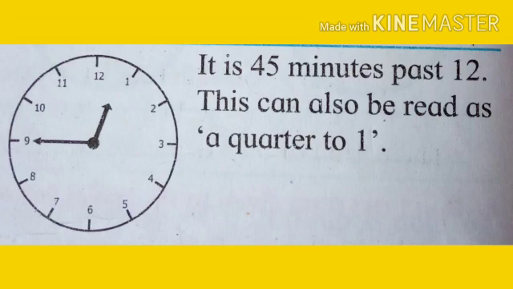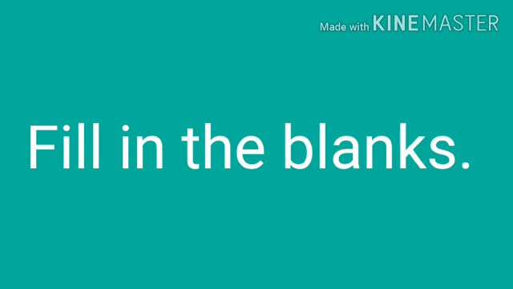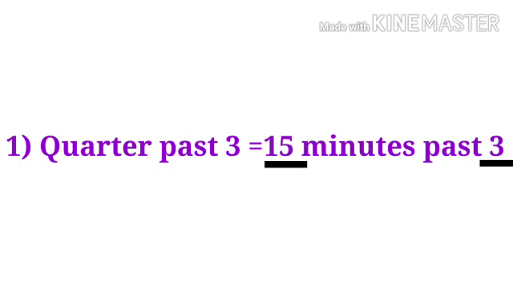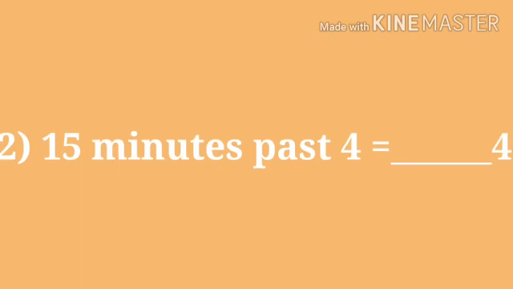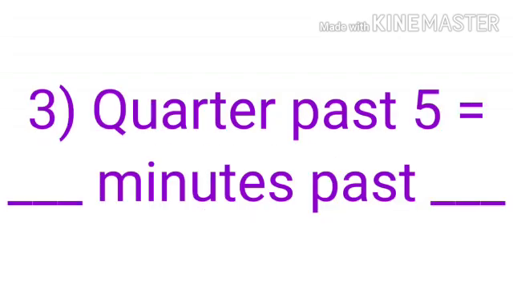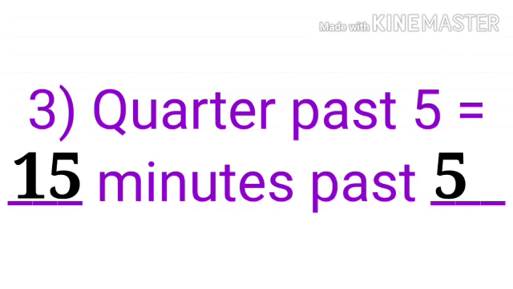Okay. Now next, look at the fill in the blanks. Quarter past 3 is equal to 15 minutes past 3. So 15 minutes past 3. Next is what? 15 minutes past 4. So how are you going to do that? Yes, quarter past 4. Next, quarter past 5 is equal to 15 minutes past 5.